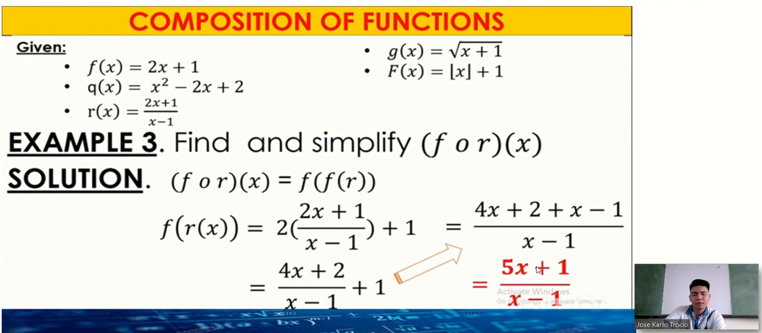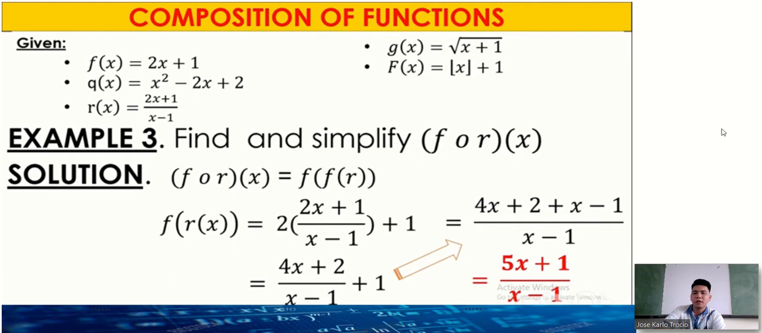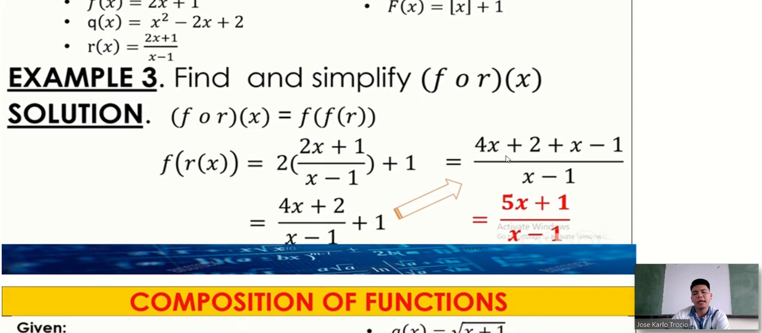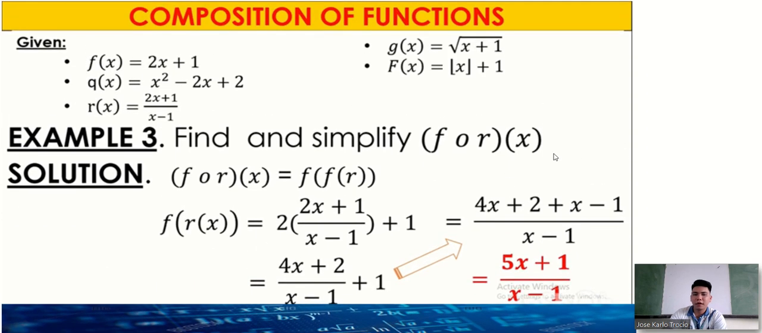Another example. This is a rational function. So f is composed of r of x. Again, you first find the first function, which is f, 2x plus 1, and then r is a rational function now. So it is another, let's say, challenging thing for you to manipulate these algebraic expressions.